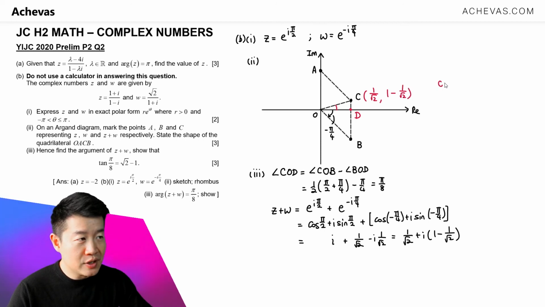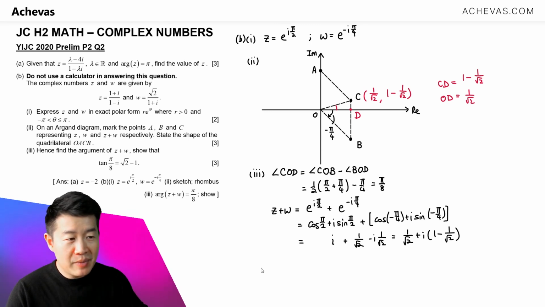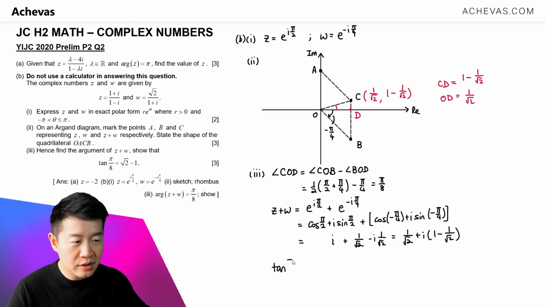And like what we have just mentioned, CD here, which is the y coordinate, will be 1 minus 1 over square root of 2. OD, the x coordinate, is 1 over square root of 2. And this makes it possible for me to now find tangent of pi over 8. It is just going to be opposite over the adjacent. So 1 minus 1 over square root of 2, divided by 1 over square root of 2, which is 1 minus 1 over square root of 2, multiplied by square root of 2. And this gives me square root of 2 minus 1, which is what the question wants me to show.